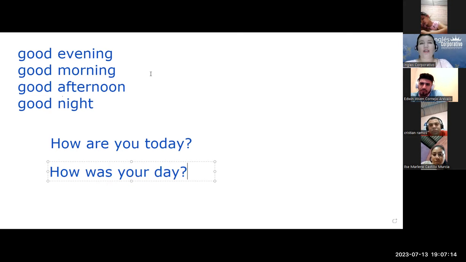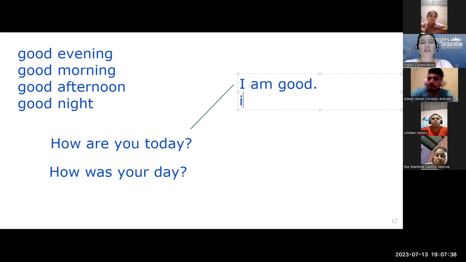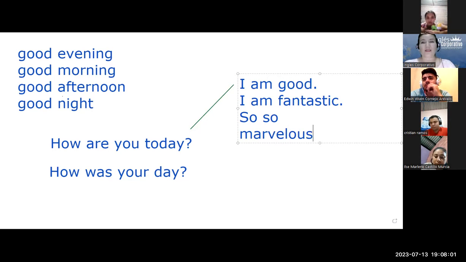And for this form, we have different answers, right? For how are you today? You can say, well, teacher, I am good. The I is always capitalized because it refers to you. I am fantastic. You can also say, so-so, teacher. You can also say, marvelous. It's like fantastic, beautiful, amazing, right? That's a way that you can answer.